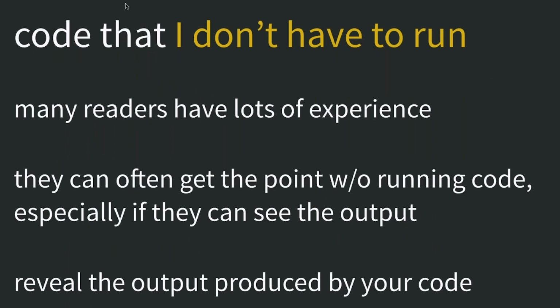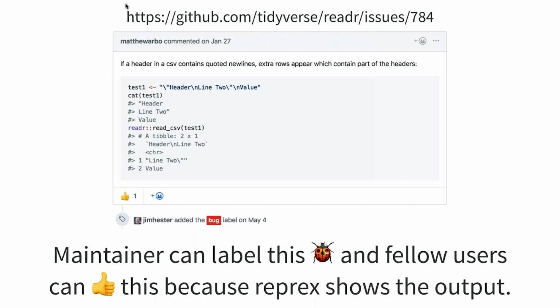Okay, another principle is that the reprex should contain code I do not have to run, because a lot of your readers have a great deal of R experience, and sometimes, not always, but sometimes they can quickly see the point without actually running the code. But that is greatly enhanced if they can see the output instead of having to run it in their head and in their imagination and try to figure out what's happening. It's just much easier if you can actually see the output. And so that's why I think it's important that your typical reprex contains the code, and it also reveals the output being produced by that code. So here's an example I took from the GitHub repository where the readr package is developed, because it's a perfect little example, and it probably was produced with reprex.